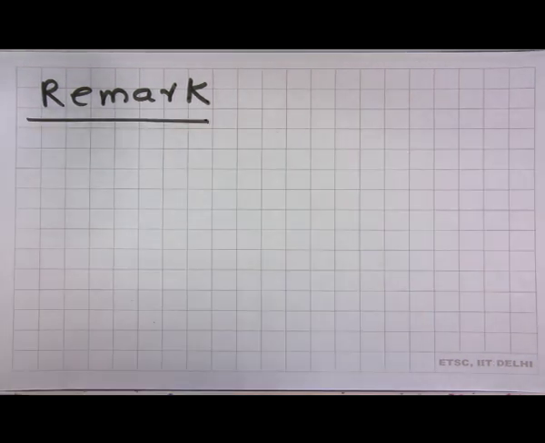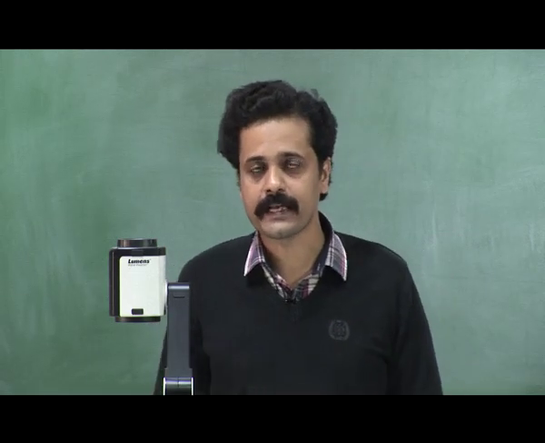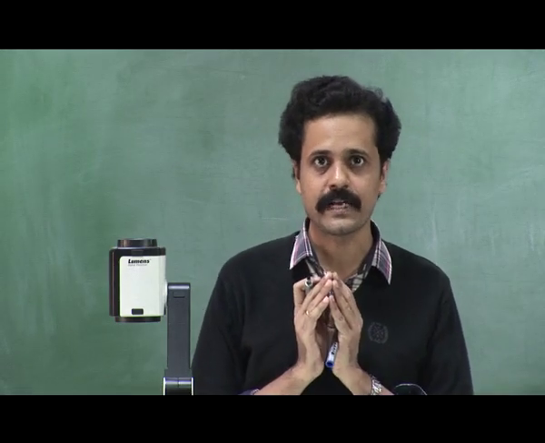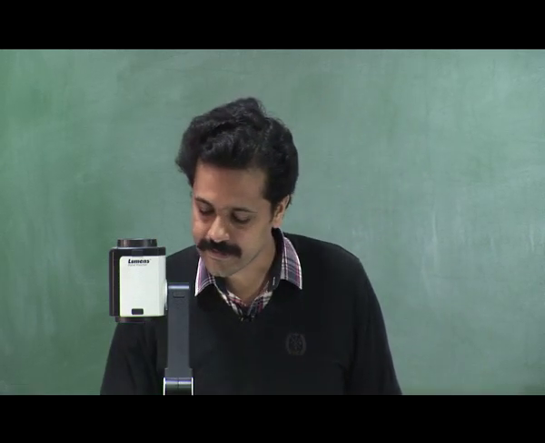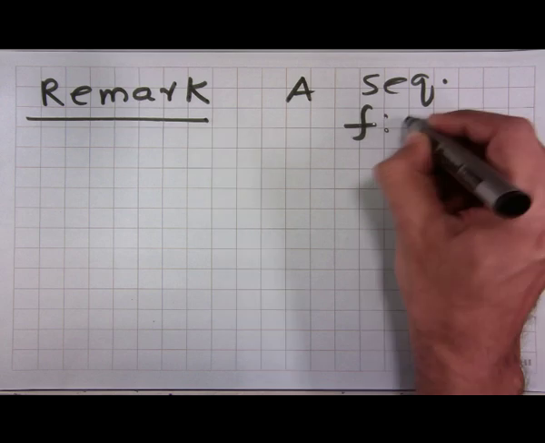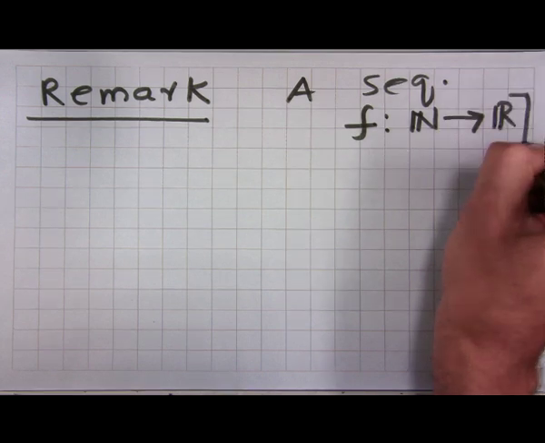First, recall that in the precise definition, a sequence is defined as a function with the domain as the set of natural numbers, that is, a sequence is a function f from N to R. Recall this fact.